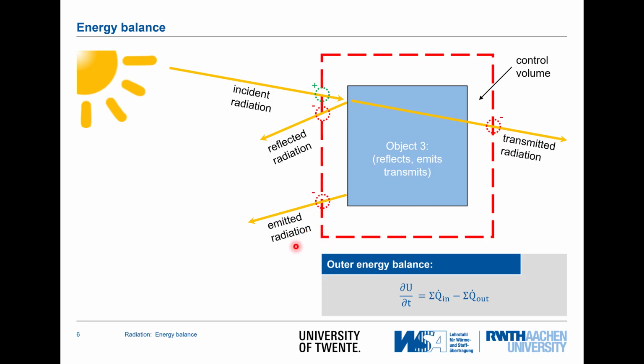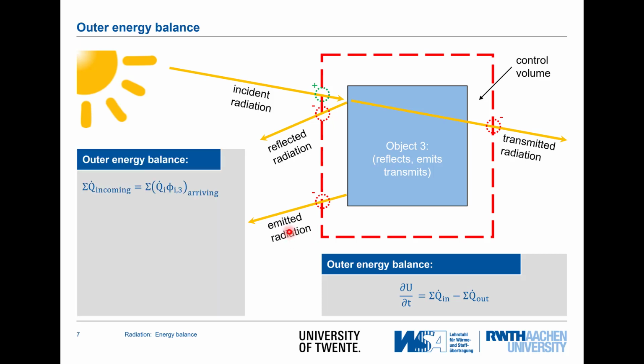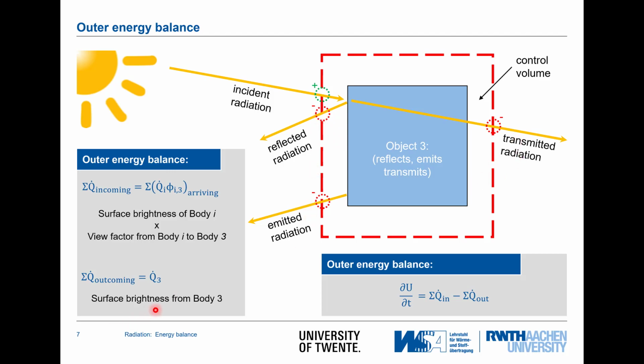And to put more meat to the bone here, what is coming in is the sum of all arriving radiation energy, that may be the surface brightness of any body or object times the view factor from that body to this considered object 3. And the outgoing, that's Q dot 3 because it's reflection, emission, and transmission, so that's the surface brightness from body 3.